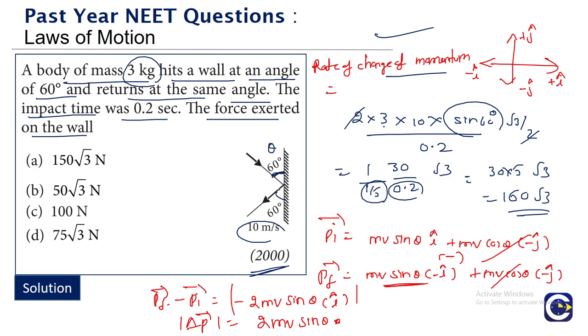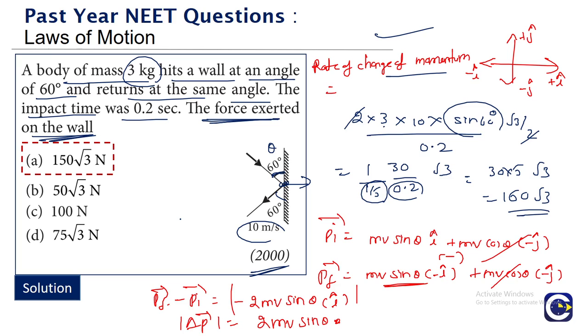Now as per Newton's third law, whatever the force acting on the 3 kg mass, the 3 kg mass will in turn apply a force on the wall. And that is what they're asking. The force exerted on the wall is how much? Magnitude wise, it will be the same as the force acting on the 3 kg mass. So the answer is 150 root 3. So we have solved this type of question.